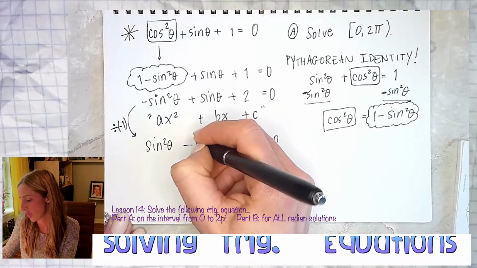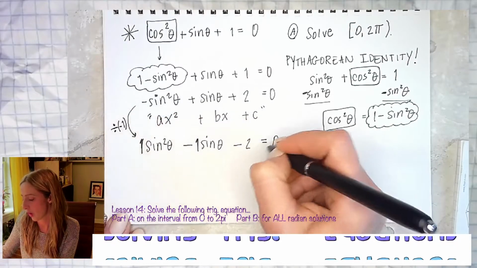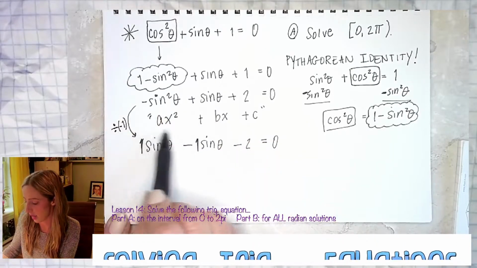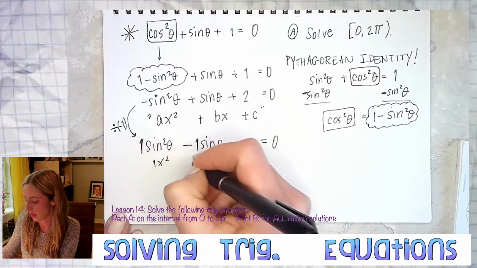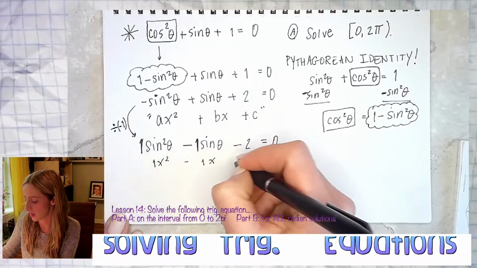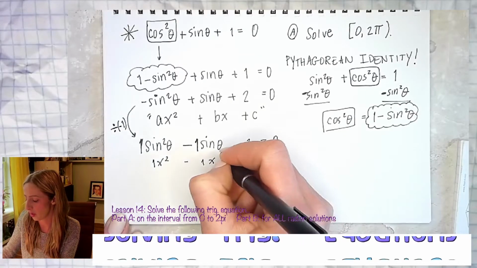My coefficient here is a secret 1. So if I were thinking of it like this, ax squared plus bx plus c, then I'm thinking of it as 1x squared minus 1x minus 2 is 0. So that's in your thought bubble a little bit, and you could factor that.